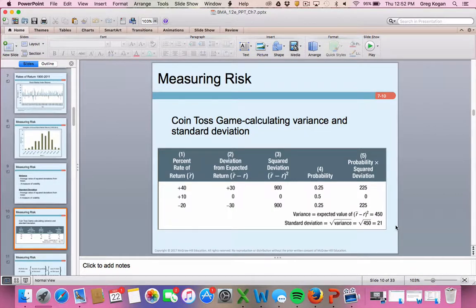So with the probabilities included and the average deviations included, you could imagine that in this situation, it will vary by 21 from the expected value on average.